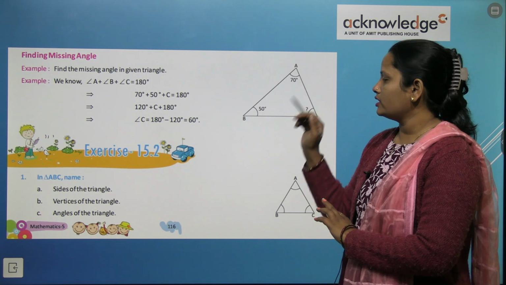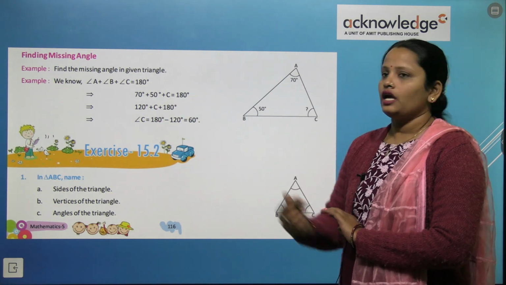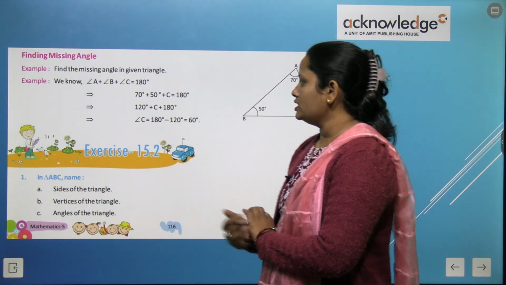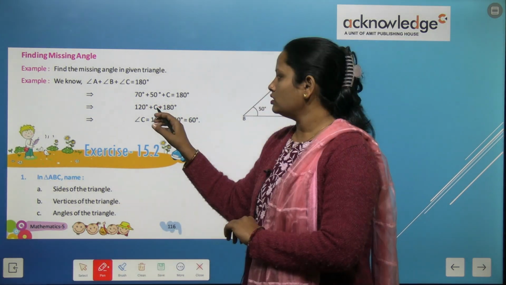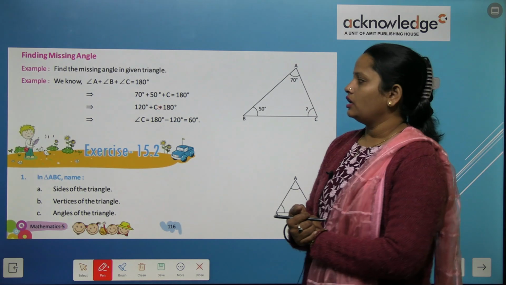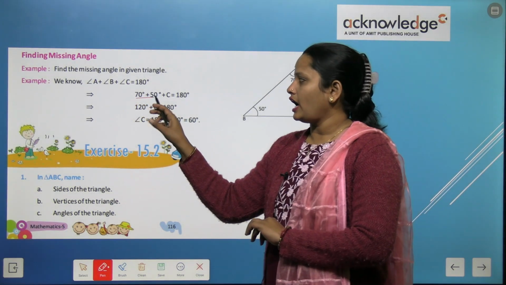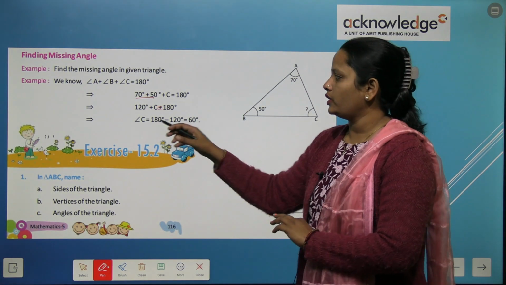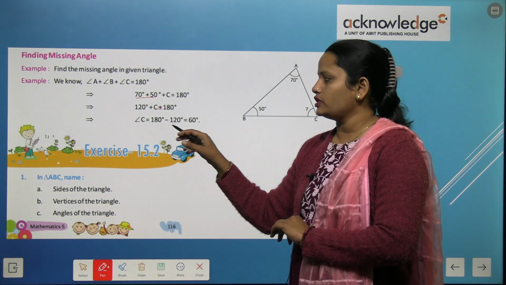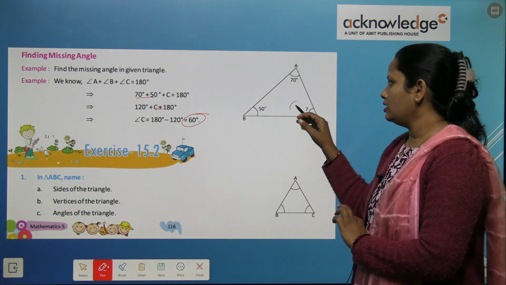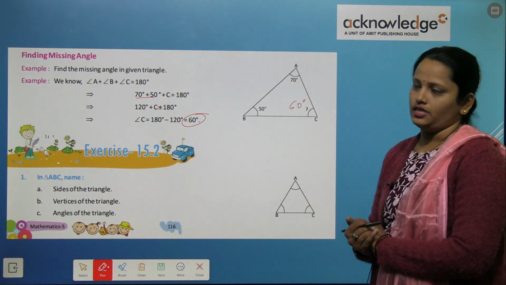So here two angles are given. Let's add them, and when we add all these we get, so here we have to put an equal to sign. So when we add 70 plus 50 we get 120. Now we have to subtract this 120 from 180. We will get 60 as the angle C.